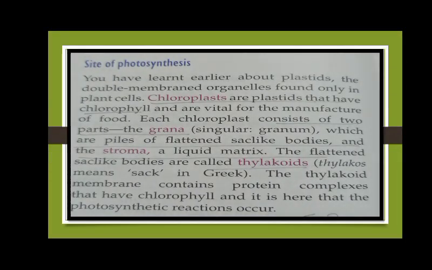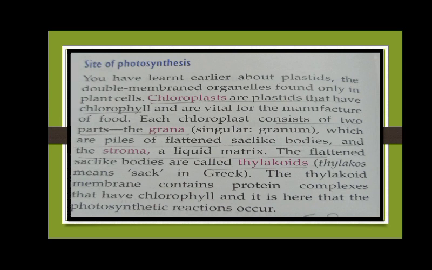Now next topic is site of photosynthesis, that is where this photosynthesis takes place. Now you have already learnt about plastids in class 6th when you were doing different organelles of the cell. Plastids are present only in plants, the double membraned organelle, right? Chloroplasts are the plastids that have chlorophyll. You must have done three kinds of plastids: chloroplast, chromoplast, and leucoplast. If you remember, you have done in 6th standard. So here we need chloroplast.